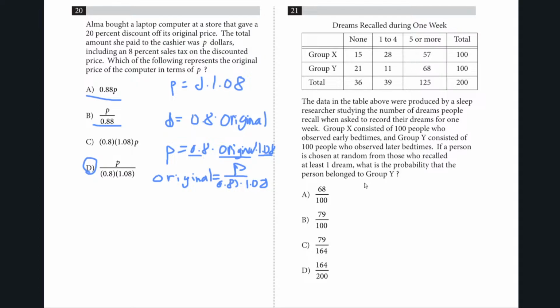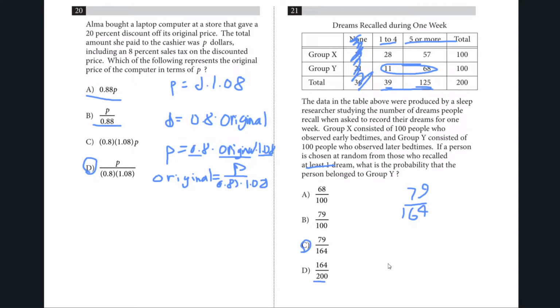So if they recalled at least one, which means 1 to 4 or 5 or more, we're ignoring this column effectively. So of these two, if a person is chosen at random and they had recalled at least one dream, we're going to do the sum of these two. This is the total group here. And then we're going to find this number here, 11 plus 68, which is 79. And the sum of 39 and 125 is 164. Very cool number. And our answer is C.